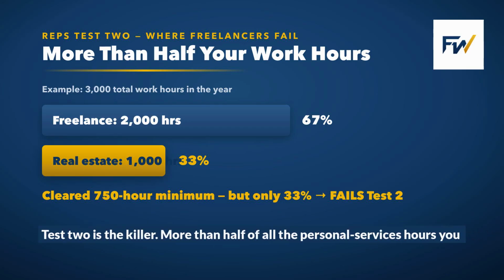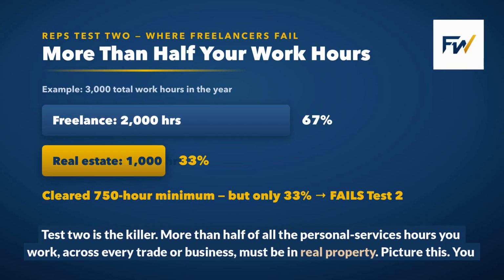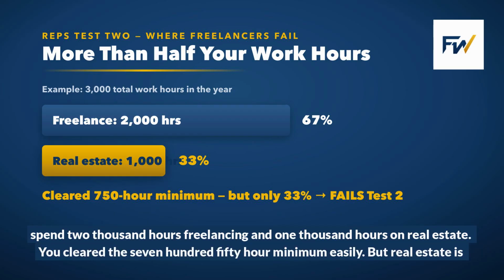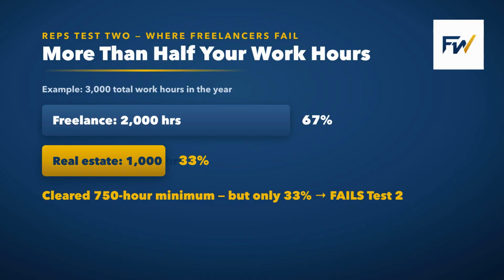Test 2 is the killer. More than half of all the personal services hours you work, across every trade or business, must be in real property. Picture this. You spend 2,000 hours freelancing and 1,000 hours on real estate. You cleared the 750-hour minimum easily. But real estate is only 33% of your work time. So you fail test 2. Most working freelancers fail this test unless they cut their freelance hours way down. And that defeats the whole purpose.